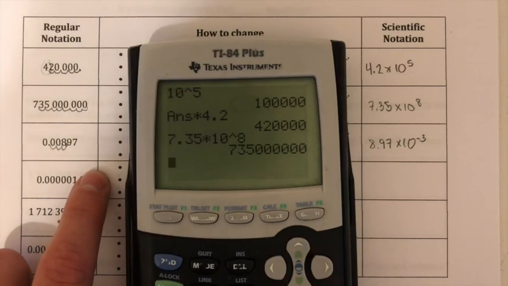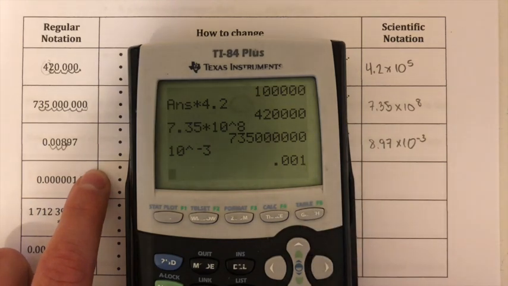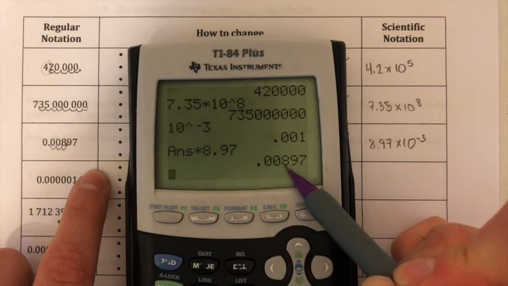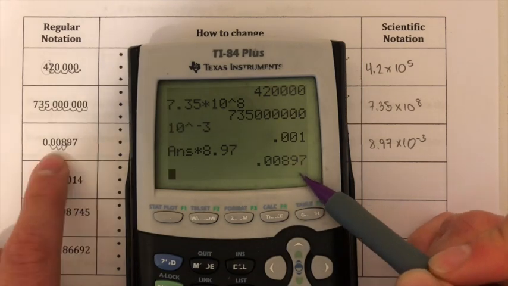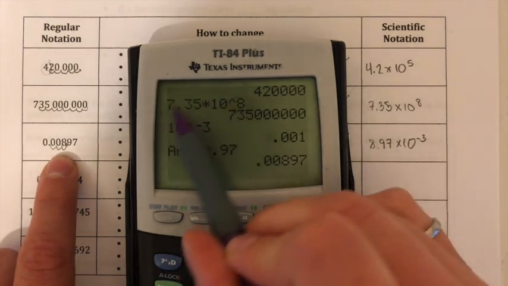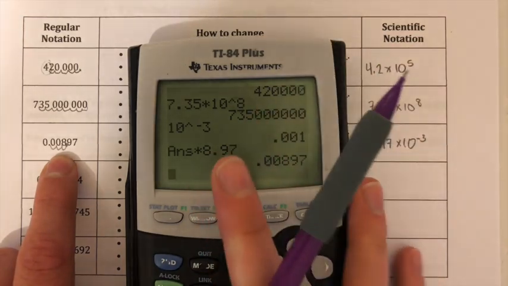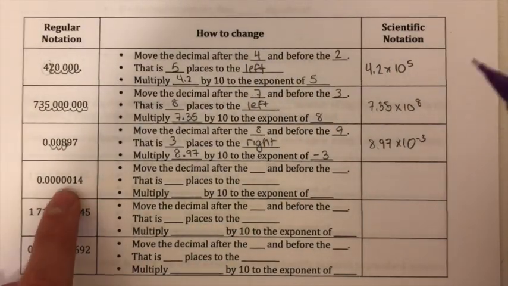So if we did 10 to the negative 3, that's 0.001. And then if we multiplied that by 8.97, we would get 0.00897, just like we started with, okay? Or we could do it more like this, where we enter it as one function, but you guys can't do that, or you could, it depends on your calculator.